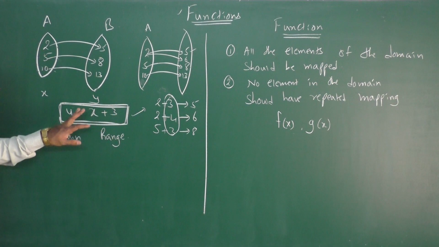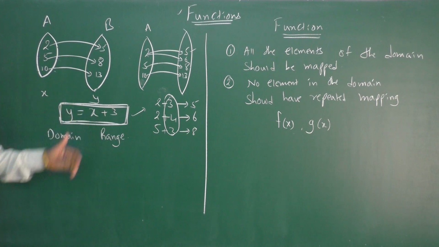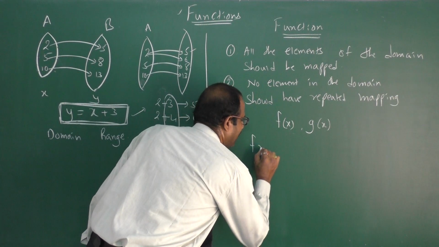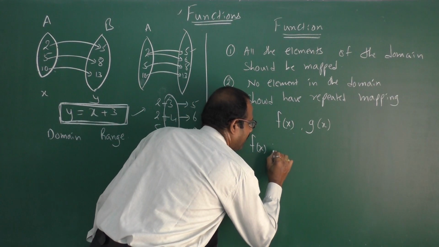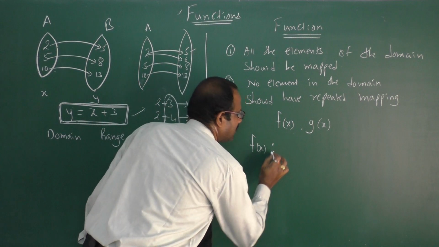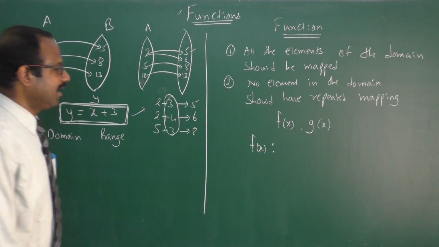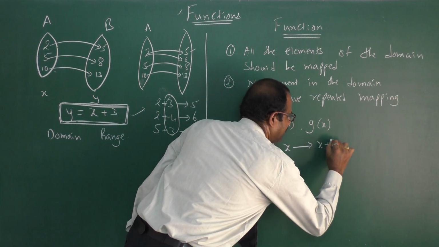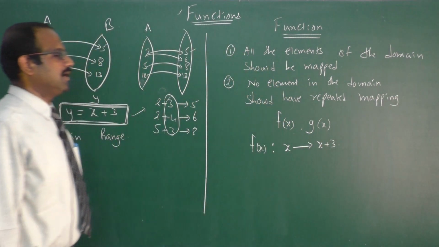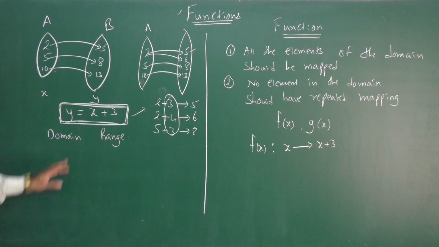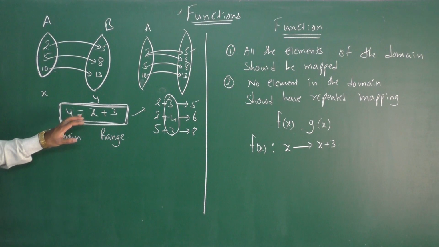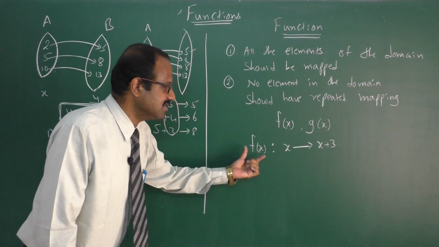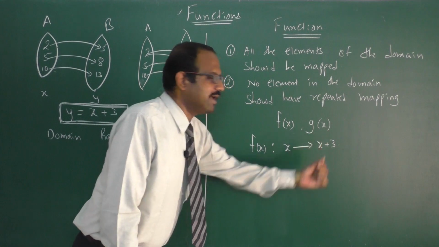Now here, this is the relation between x and y. But if we had to express this as a function, how do we express it? We write it like this: a function f(x) is defined such that x maps to x plus 3. That means here we don't write it as y. We say it is the function f(x) such that x maps to x plus 3.